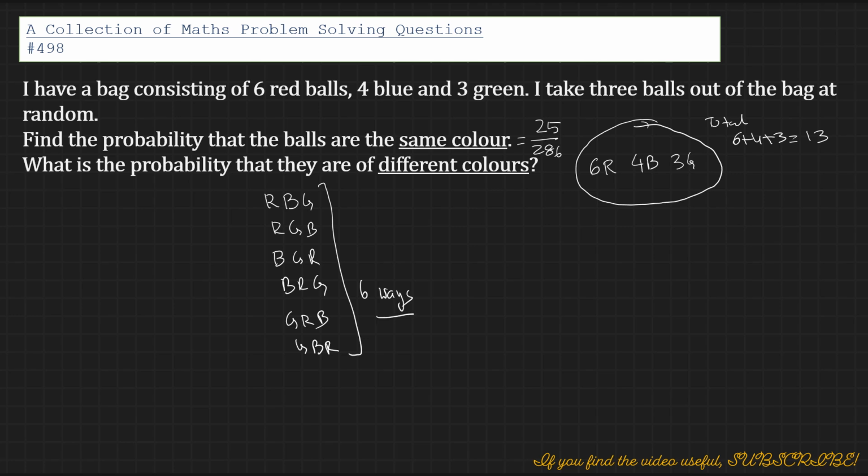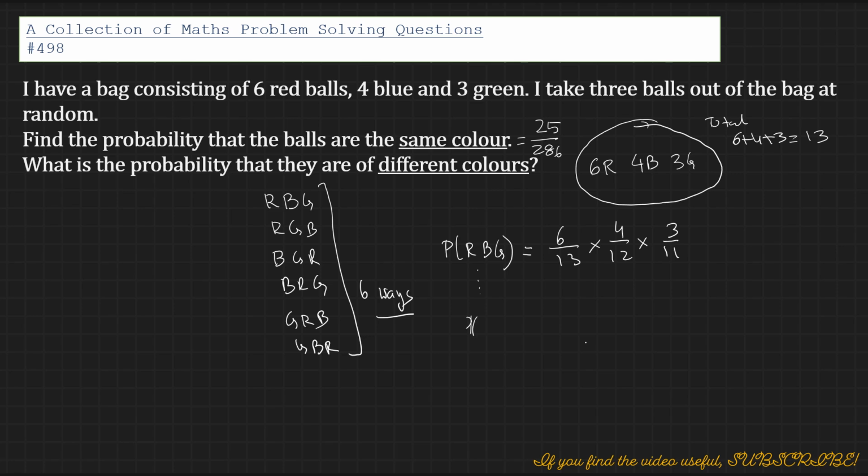So probability for, if you do any one, you see, if I did probability of a red and a blue and a green, I would get the first one. Red is 6 out of 13 times blue is 4 out of 12 times green is 3 out of 11, and so on. If you did all of them, you'd see that this is the same result.